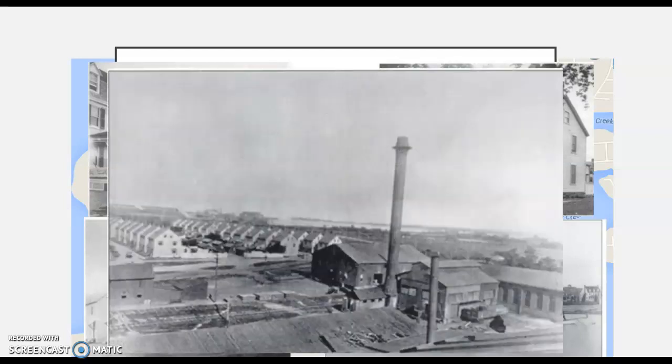Here's another image of what Sparrows Point looked like in the first half of the 1900s, housing right next to sites of production. And again, this would be a good example of an industrial suburb.